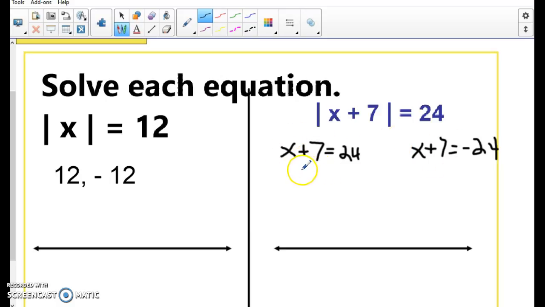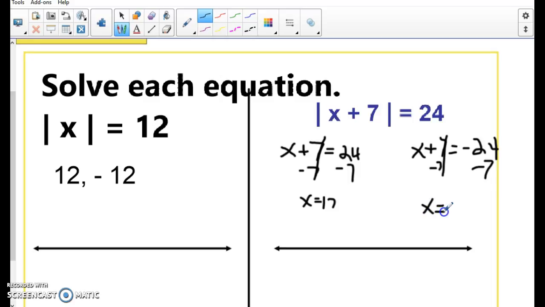And then it's the same stuff we've been doing. It says plus 7, so I minus 7. So 24 minus 7 is 17. Then same thing over here, it says plus 7, so I minus 7. Negative 24 minus 7 is negative 31.